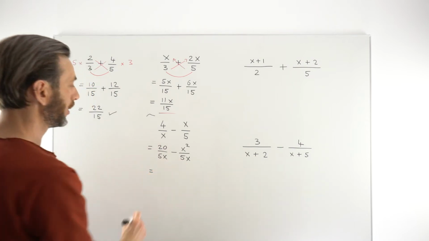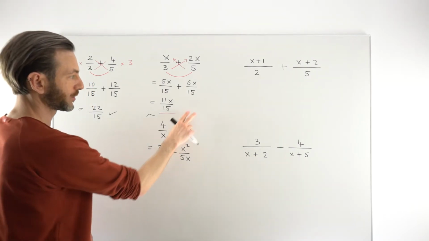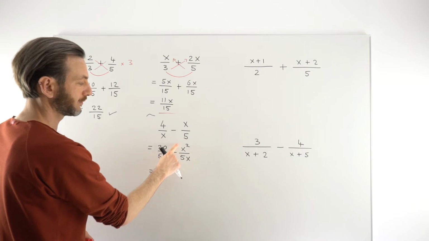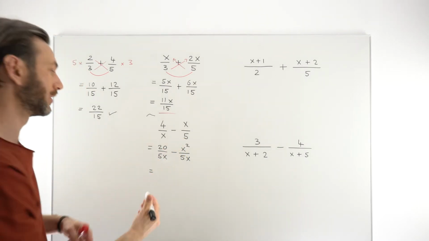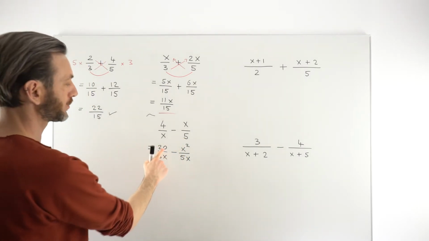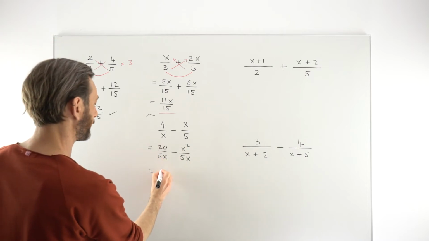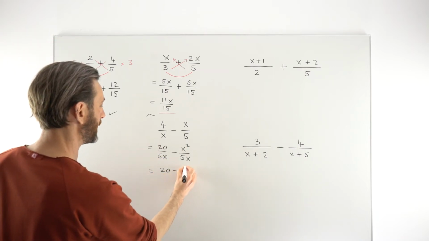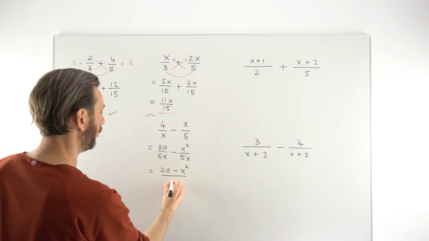Now we can just combine them. This is what I was talking about a moment ago: up here we've got a 20, and we're subtracting from that an x squared. We can't do that directly because they're not like terms. One's a number term, one's an x squared term, a variable term. So we're just going to write that as 20 minus x squared, all over 5x.